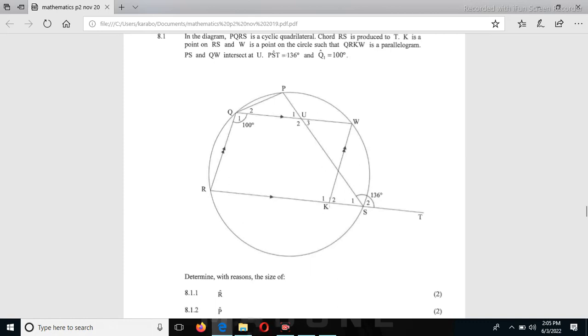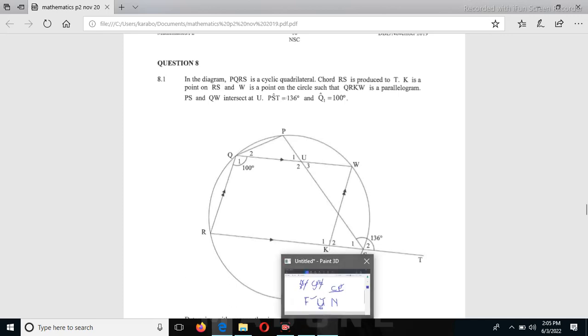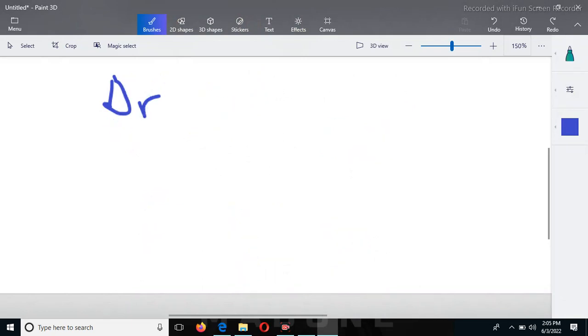And remember, I am not solving what I've been asked, guys. I am solving for my own mysteries. Why? Because the questions are going to confuse me. So R is equal to 80 degrees. Right, so let me write down the answers. R is equal to 80 degrees.